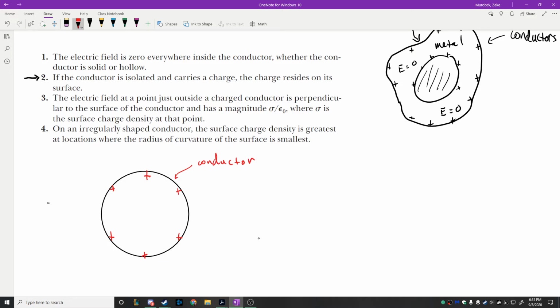And as long as there's nothing that allows them to get out of the surface, like if I tell you that it's extremely dry and there's very little humidity, it's difficult for the charges to escape the surface. They're just going to push themselves as far apart as they possibly can.